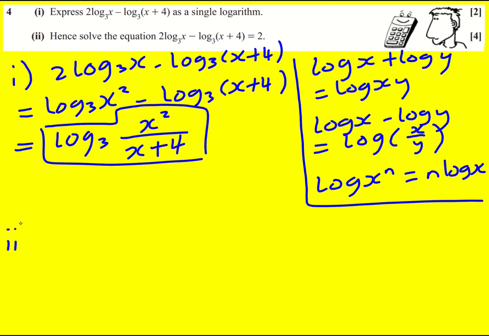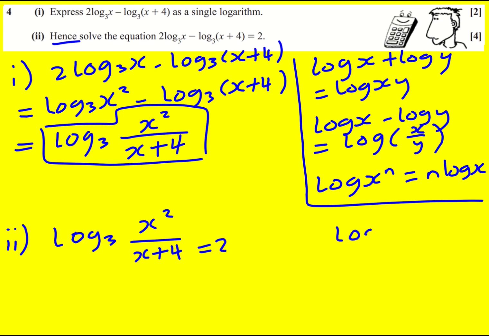Now what they've actually done is given us a big hint for part 2. They say hence solve this equation. So actually we don't want to solve it as it is. We've got two logs. We want to combine it, so we've got one log. And then we just need to undo the logs.